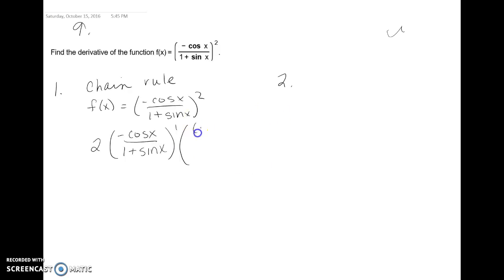So we'd have low, so 1 plus sine of x times d high, which would be the derivative of negative cosine of x, which, since the derivative of cosine is negative sine of x, it would be a negative sine of x, so it would just be sine of x. Low d high minus high, so negative cosine of x, d low, which the derivative of 1 is 0. The derivative of sine of x is cosine of x, all over low squared.